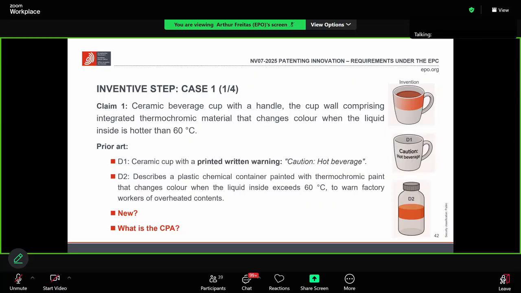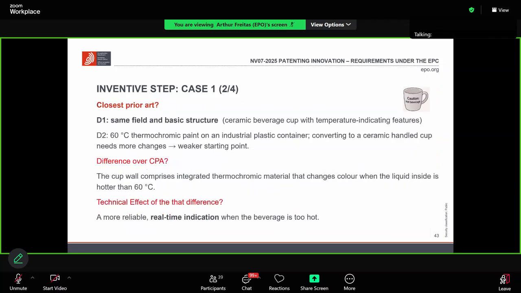It's warning people that things are too hot. So it's being used to solve the same problem, right? So it's great. Maybe I can combine D1 and D2. If I use that paint and I paint my cup, I kind of arrive at the claim solution. But the question now is whether or not D1 and D2 are compatible. Can I really make that combination? I need to decide beyond any reasonable doubt that the combination would lead to the claim solution.